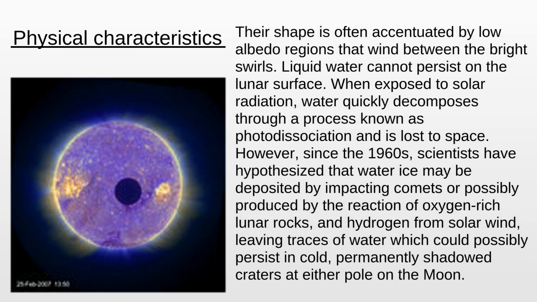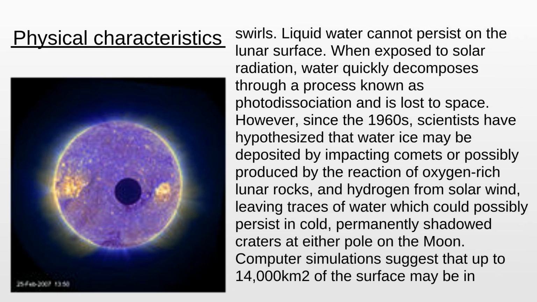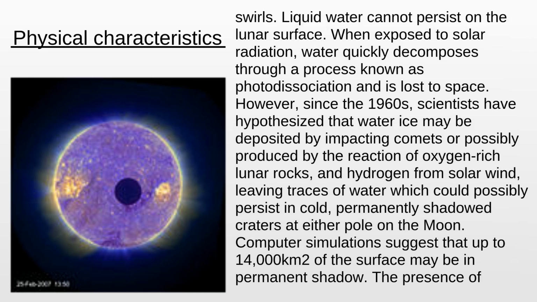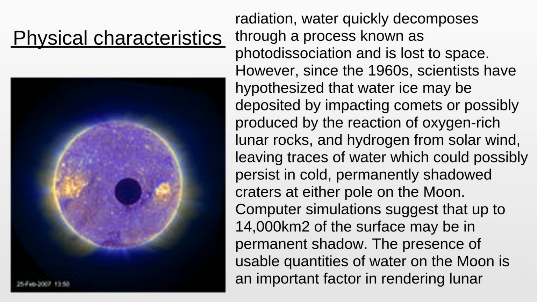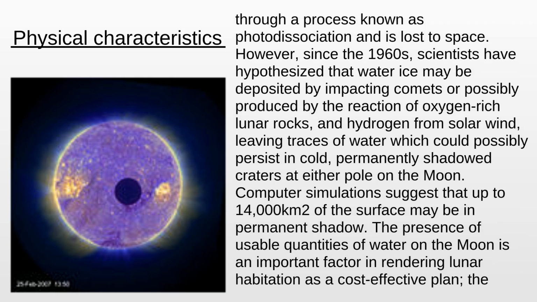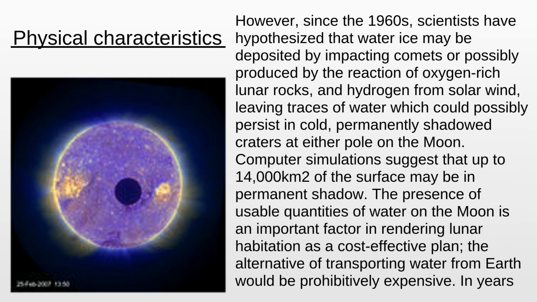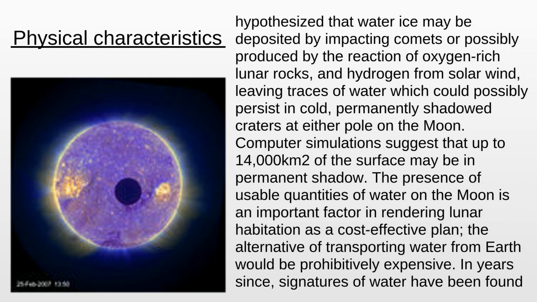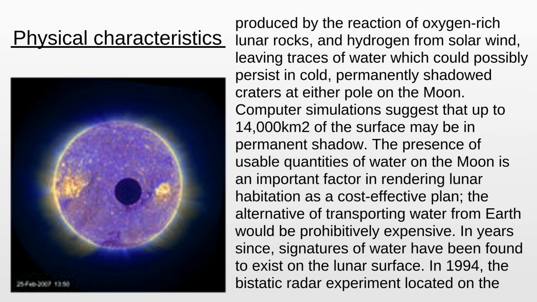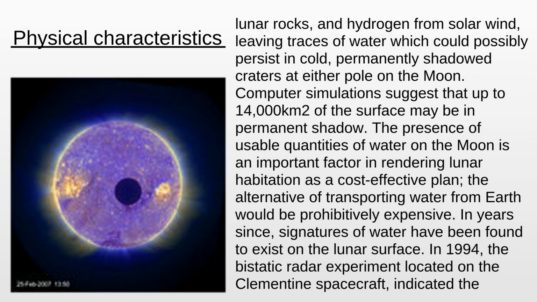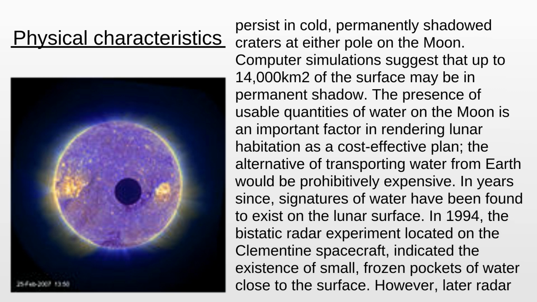Liquid water cannot persist on the lunar surface. When exposed to solar radiation, water quickly decomposes through a process known as photodissociation and is lost to space. However, since the 1960s, scientists have hypothesized that water ice may be deposited by impacting comets or possibly produced by the reaction of oxygen-rich lunar rocks and hydrogen from solar wind, leaving traces of water which could possibly persist in cold, permanently shadowed craters at either pole on the Moon. Computer simulations suggest that up to 14,000 square kilometers of the surface may be in permanent shadow.